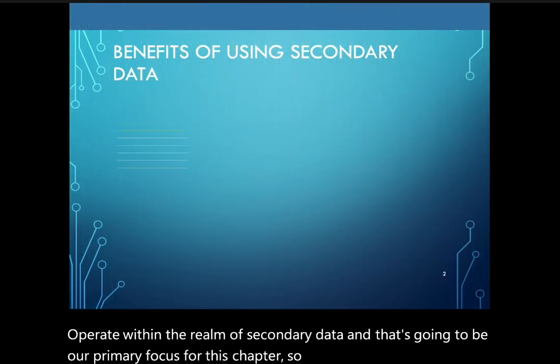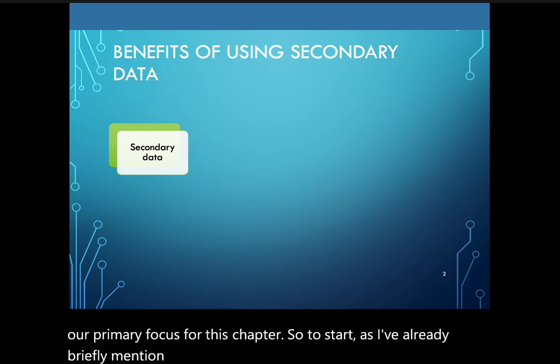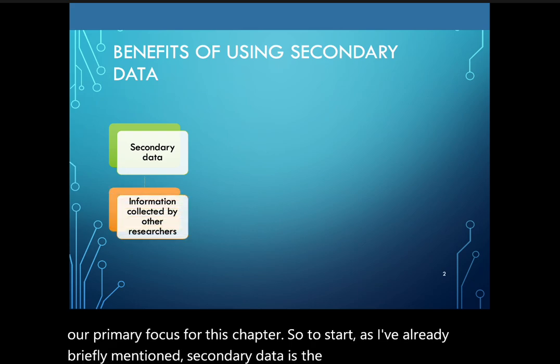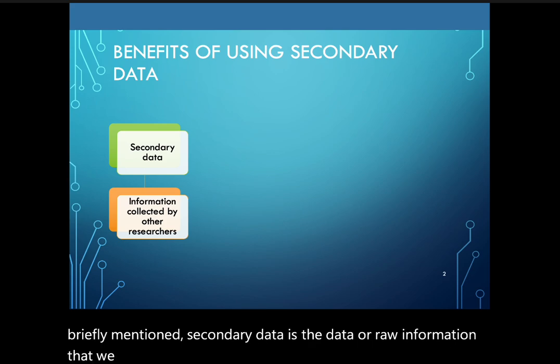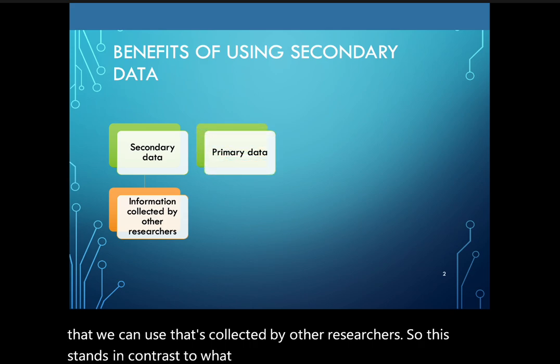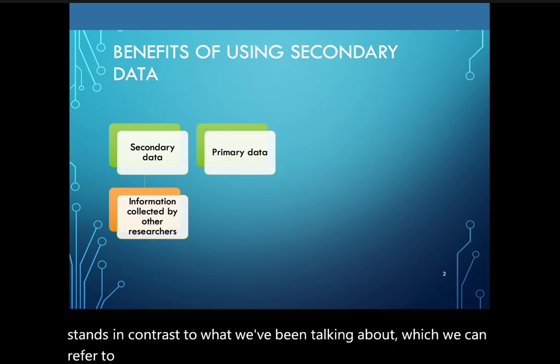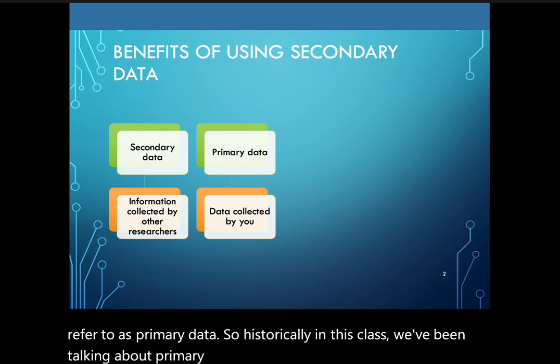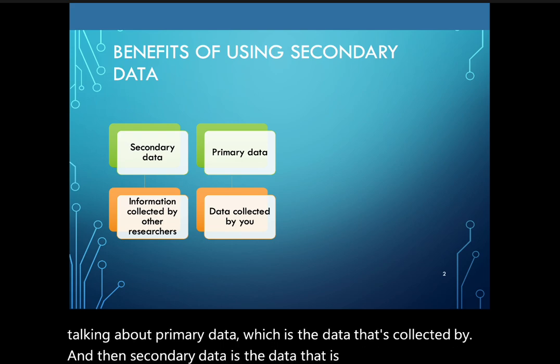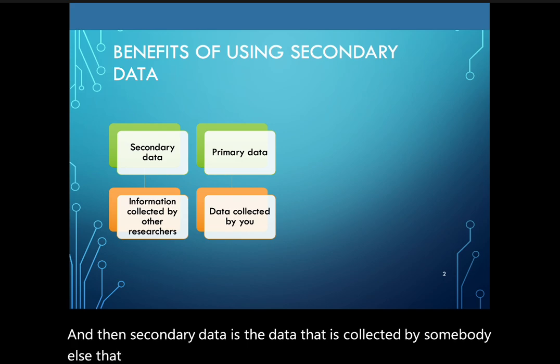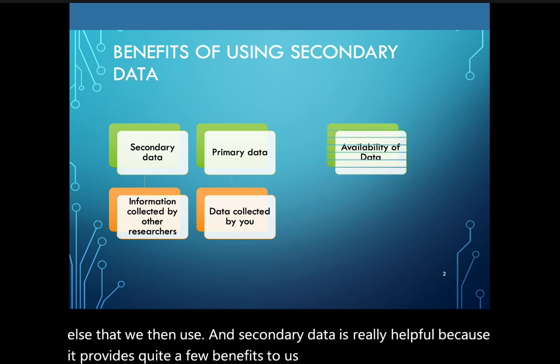So, to start, as I've already briefly mentioned, secondary data is the data or raw information that we can use that's collected by other researchers. So, this stands in contrast to what we've been talking about, which we can refer to as primary data. So, historically in this class, we've been talking about primary data, which is the data that's collected by us. And then secondary data is the data that is collected by somebody else that we then use. And secondary data is really helpful because it provides quite a few benefits to us as researchers.